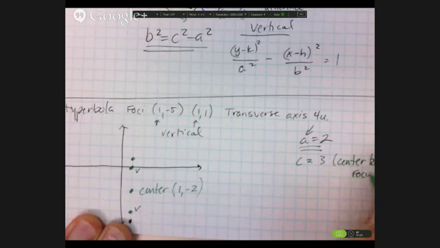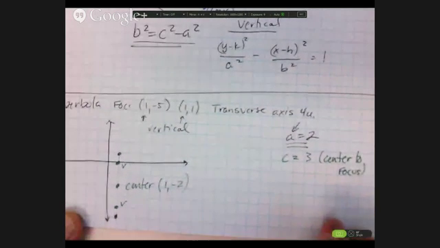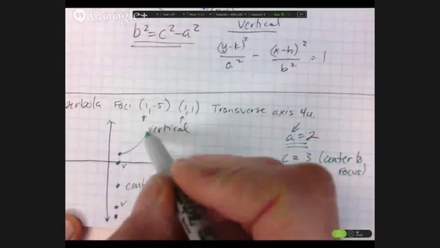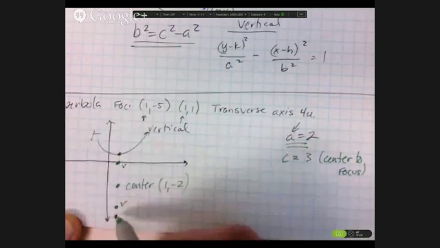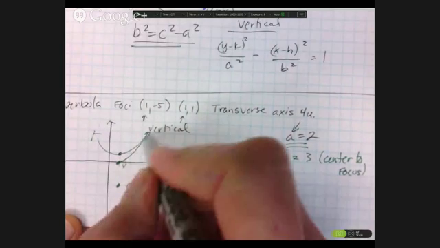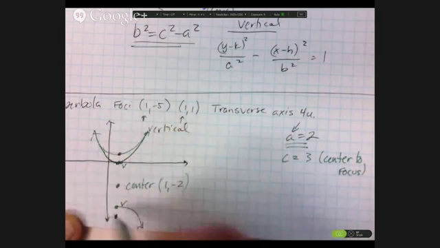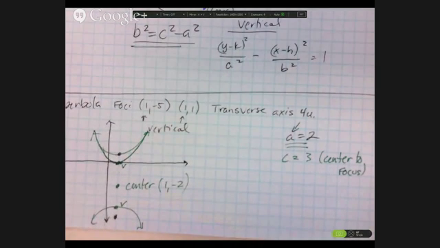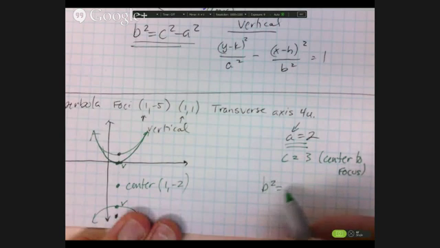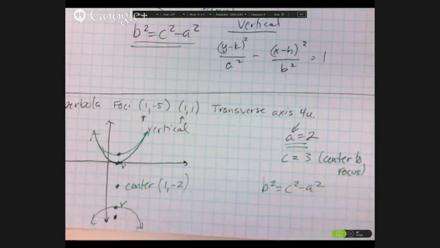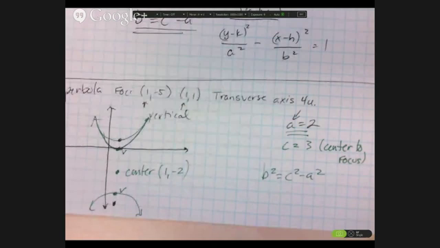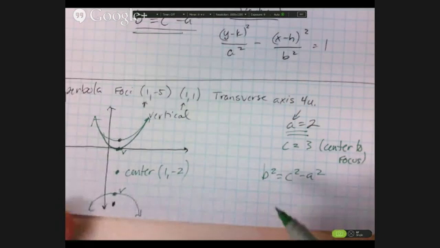That's center to focus. We can kind of sketch it. How can I calculate B? Draw asymptote. Yeah, we could do it that way. Or we could do it the easy way.